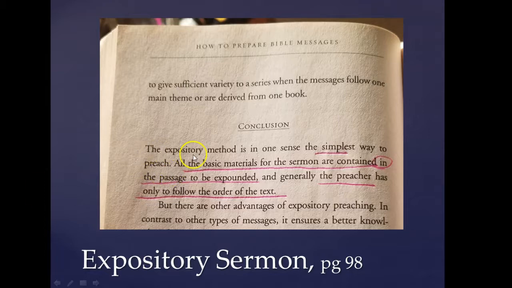He says, "The expository method is, in one sense, the simplest way to preach." When you think about it, it's the simplest way to preach. Why is that? He tells us, because all the basic materials for the sermon are contained in the passage to be expounded. Everything that you need is right there in the book of Jude. You don't have to use any study Bibles or anything to try to pull it together. In our expository sermon, everything is coming right from the text, so you don't need to venture out anywhere else. And generally, the preacher has only to follow the order of the text. That's all we have to do.